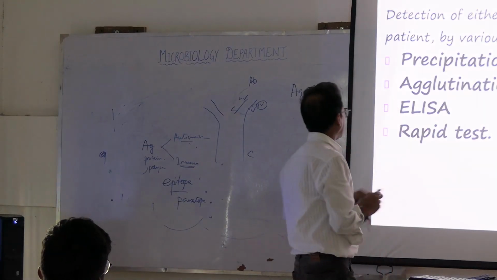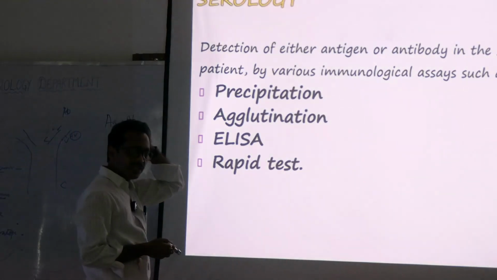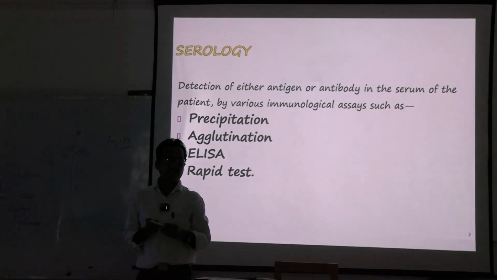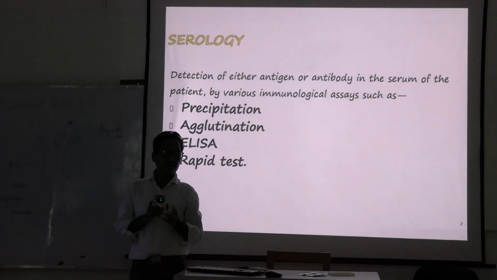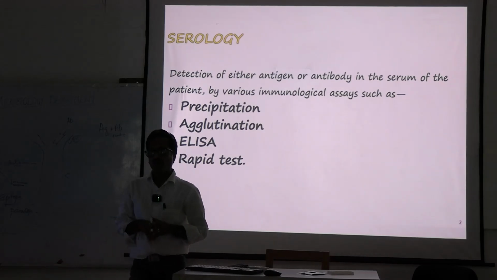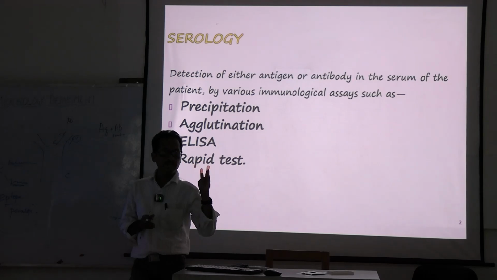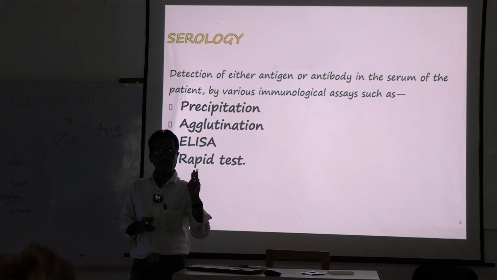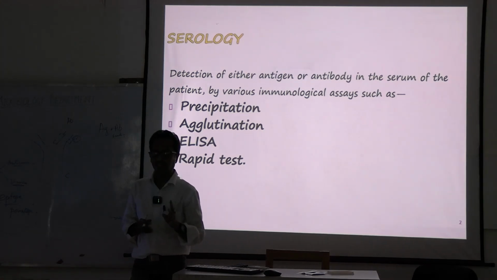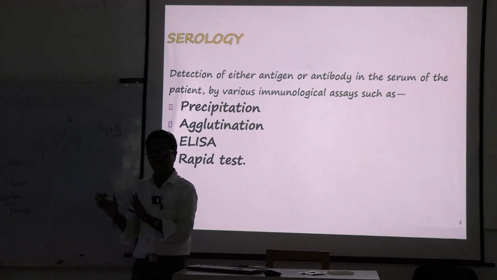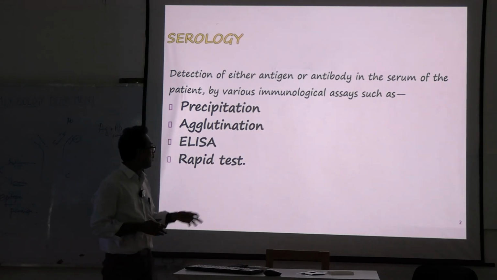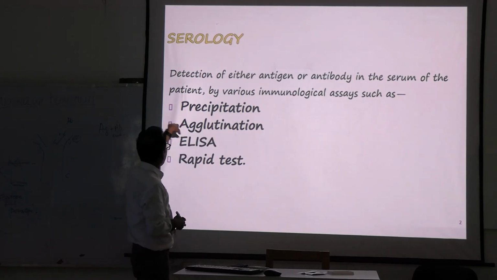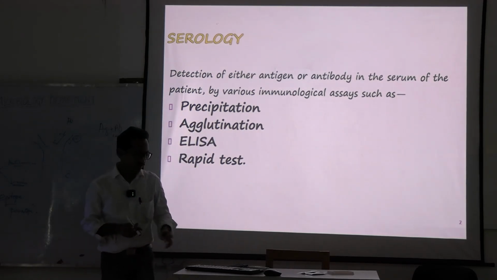Now these are the main reactions. Precipitation, there are 4 types of. What are the conventional serological tests and what are the newer serological tests? The conventional serological tests are precipitation, agglutination, complement fixation test and neutralization test. But complement fixation test and neutralization test are very rarely done nowadays. So you should know that the main examinations are agglutination and precipitation.